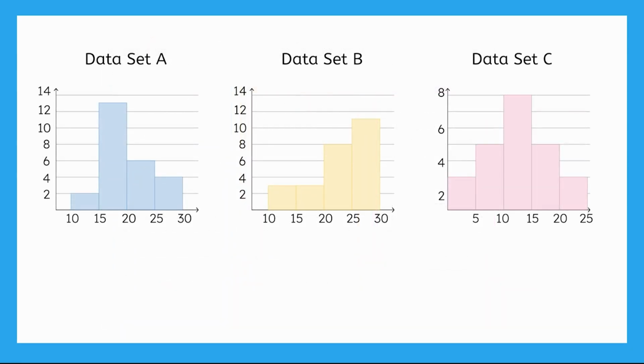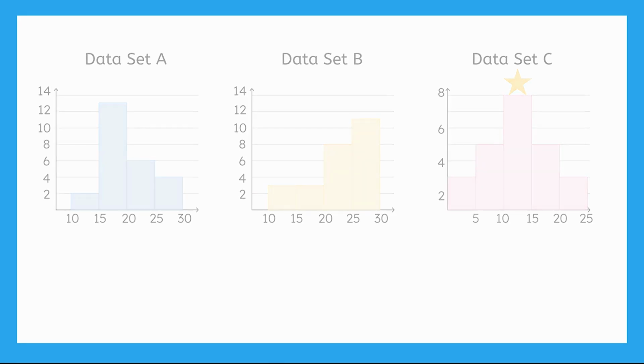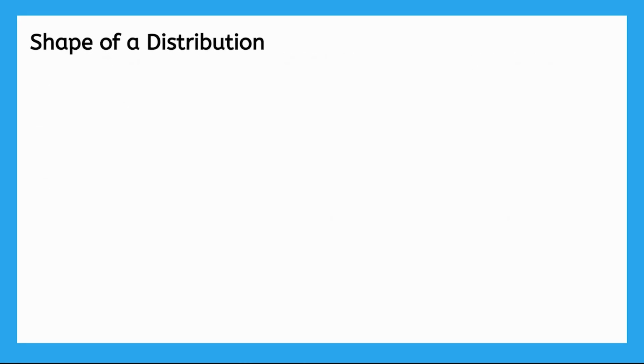Take a look at your 3 histograms. What observations can you make about the shape of their distributions? I notice that histograms A and B each have peaks off to one side of the chart, whereas histogram C has a peak right in the center. Our observations about these histograms describe their shape.